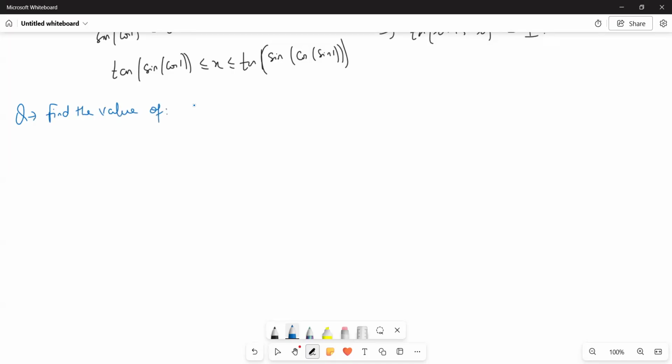Find the value of 3/2 cos inverse root of 2/2 plus pi square, plus 1/4 sin inverse of 2 root 2 pi by... sorry, my bad, my bad.